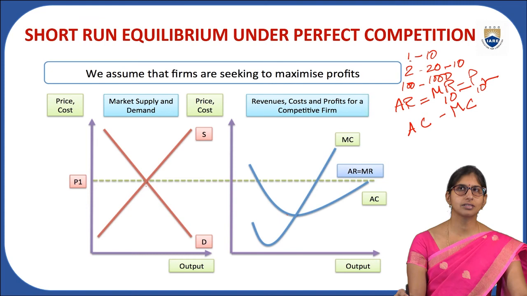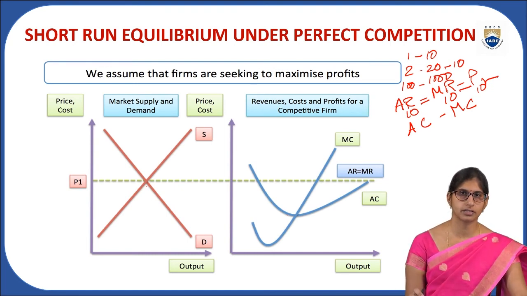So I sold one product for 10, two products for 20, and 100 products for 1000. So what is the average of this? 1000 by 100, that is also 10. So here, price, marginal revenue, and average revenue all will be the same in case of perfect competition, because they offer homogeneous products and the price is fixed. There is no change in the price, right? So that's the reason here always our revenue curves will be equal.